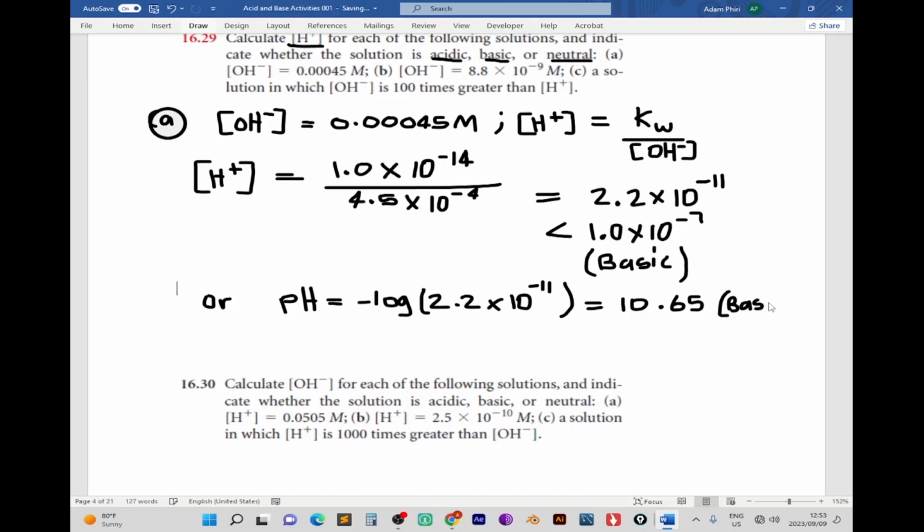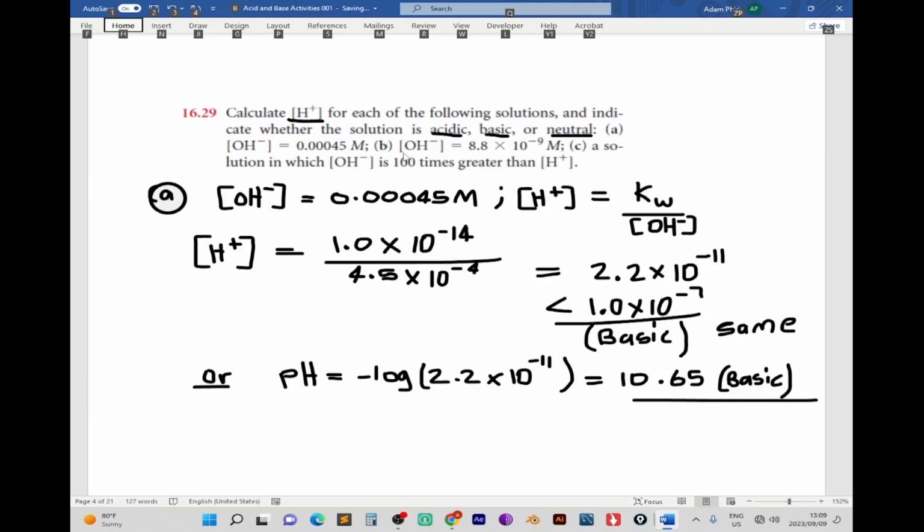And then you can also use pH, as I said, the pH of that concentration. You see that it's 10.65. That's the concentration of acid, so that's actually basic. So those are the ways you can go through and solve the problem. So it's the same thing.